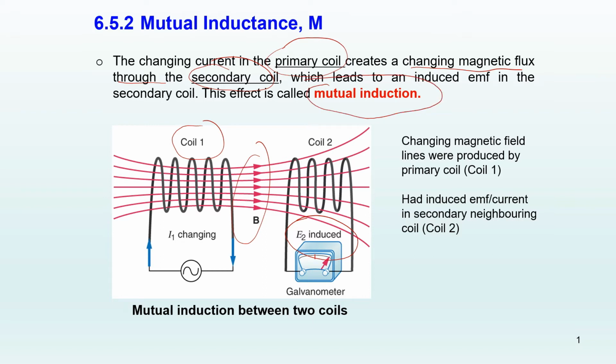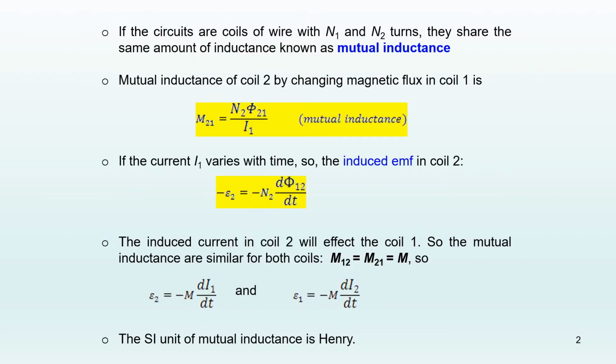Changing magnetic field lines were produced by the primary coil, which induced an EMF current in the neighboring secondary coil. The circuits of coil 1 and coil 2, which have numbers of turns N1 and N2, share the same amount of inductance. The inductance value is the same. So that's why we call it mutual inductance. Mutual inductance for coil 1 and coil 2 is the same, and the formula is also the same.